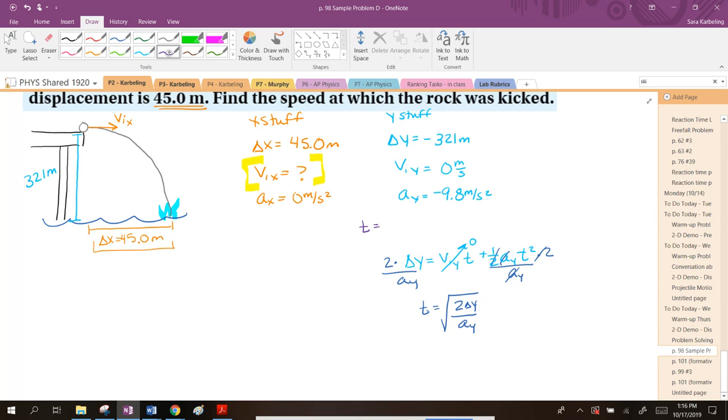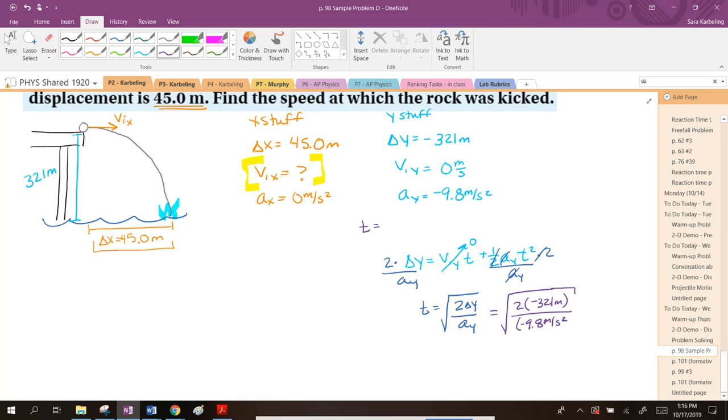We can plug in our values. So we've got the square root of 2 times delta y, which is negative 321 meters. I'm guessing that this time is going to be a lot higher than the times we've been dealing with before because we're up really, really high. So we're launching from much higher up. So we'll take the square root. I'm going to get my calculator out here. You should get your calculator out too.